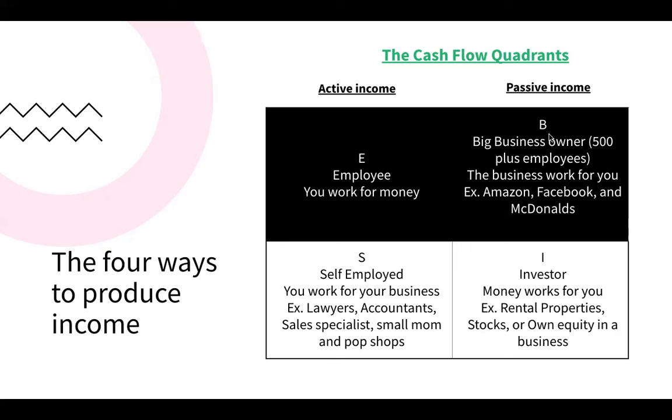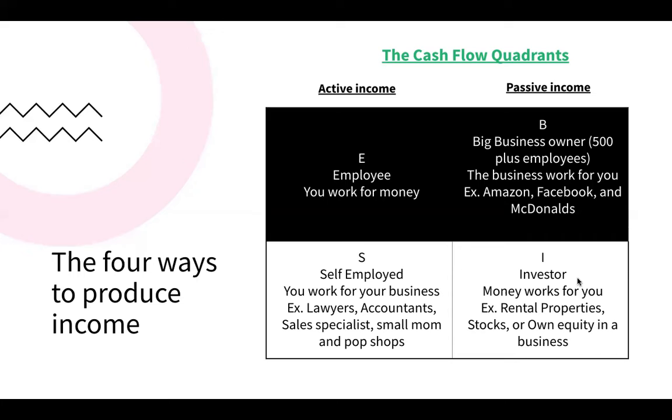Over here, we have the B quadrant. This stands for big business owners. These are people who have businesses with 500 plus employees. And in this quadrant, the business works for you. The reason being is because you can step back and don't have to be involved in the day-to-day operations because you built a business that can sustain itself with or without you. Examples are Amazon, Facebook, and McDonald's.